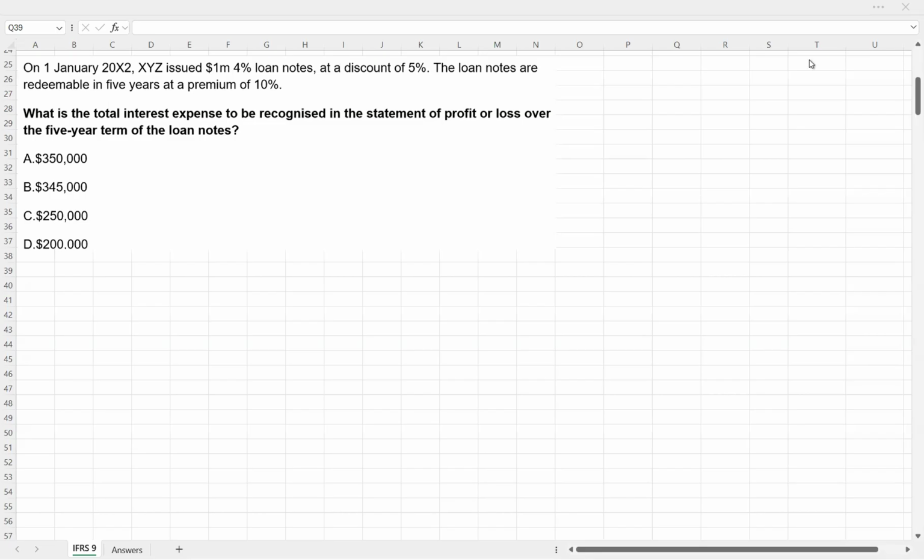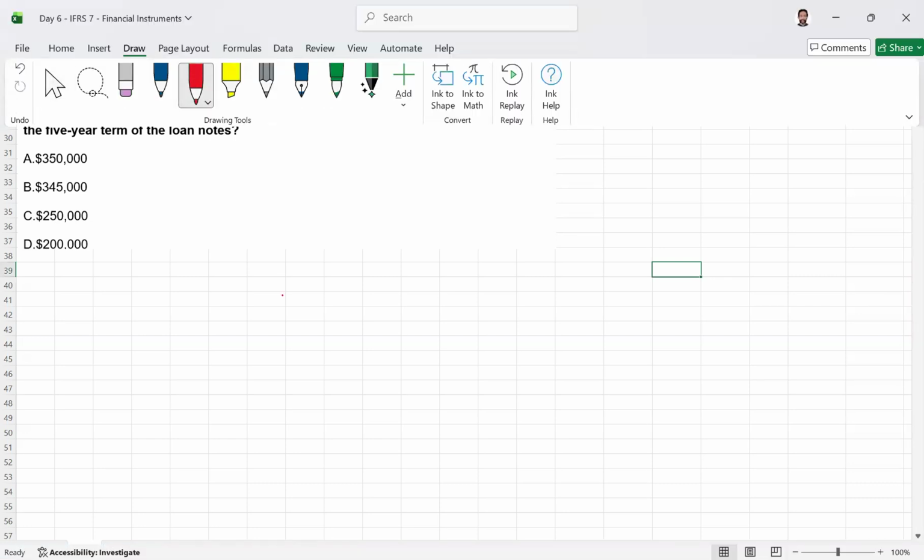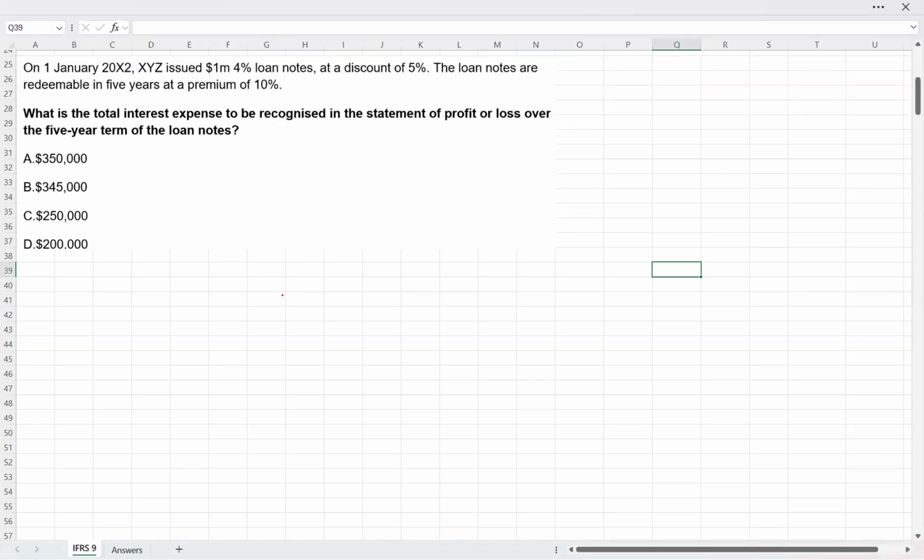Dear students, this is a really good question to help you understand the meaning of effective interest rate. Usually we consider that the only benefit of making an investment is the interest. But that is not the case. You will understand here. So the question is requiring us: what is the total interest expense to be recognized in the statement of profit and loss over the 5-year term?